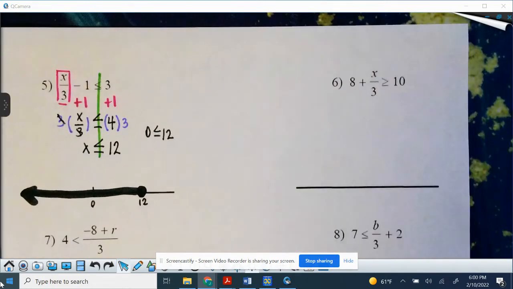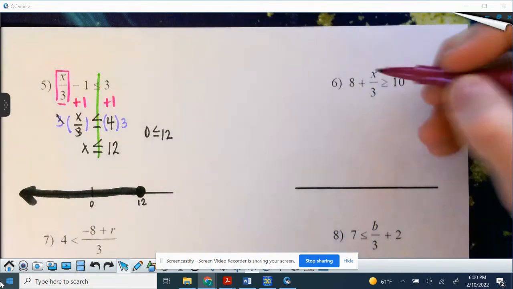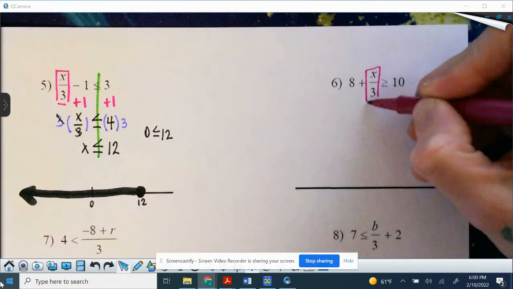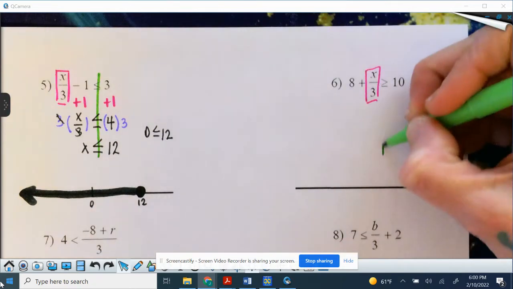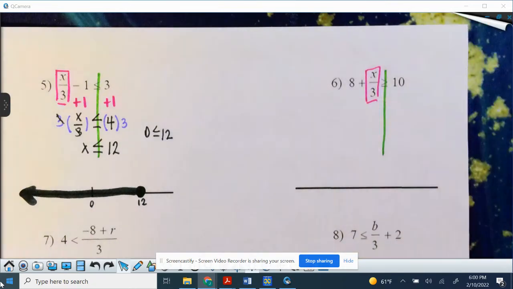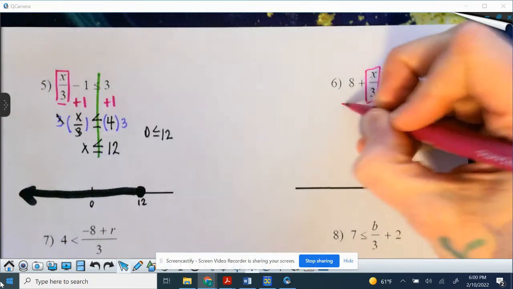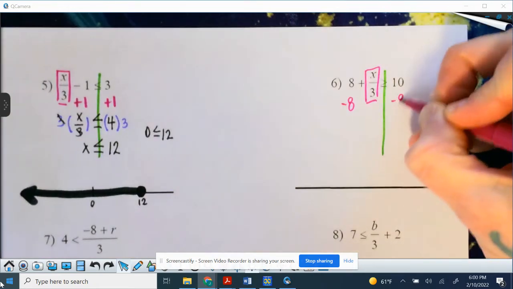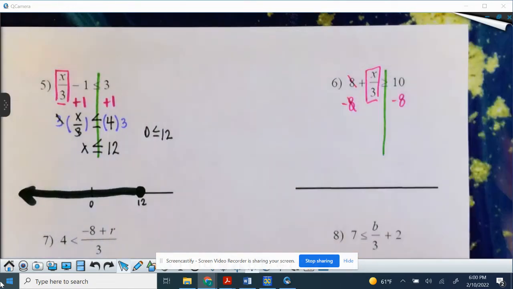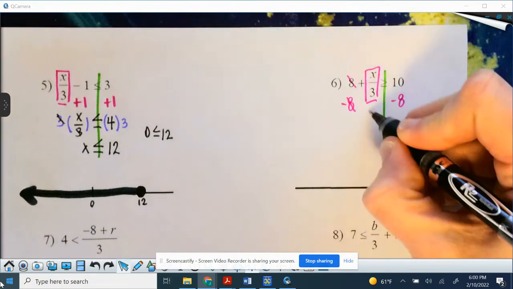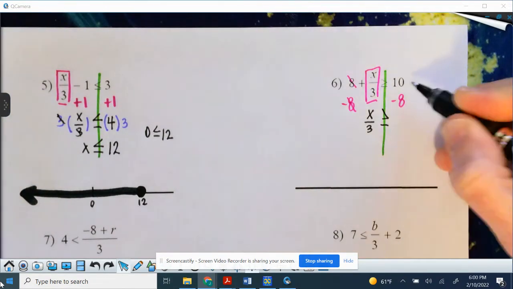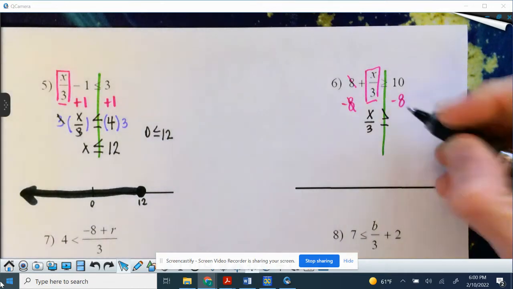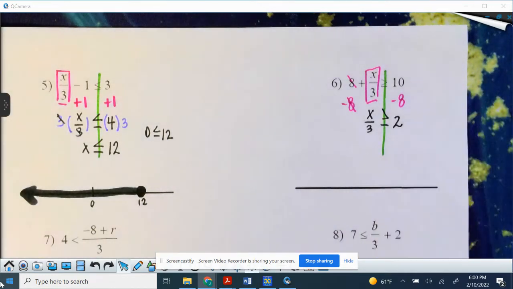Number 6 looks a lot like number 5. I highly challenge you to pause your video, try it, and then come back to me and see if our answers match. We're going to subtract 8 because it's a positive 8 to both sides. So our 8's go away. X divided by 3 is greater than or equal to, if I have 10 and I spend 8, then I have 2. X is not by itself.